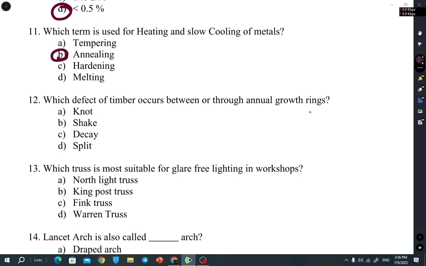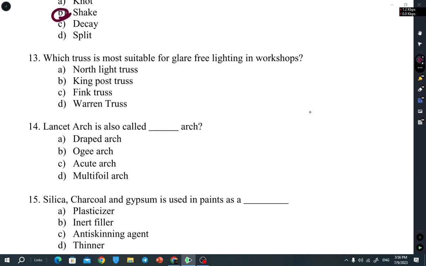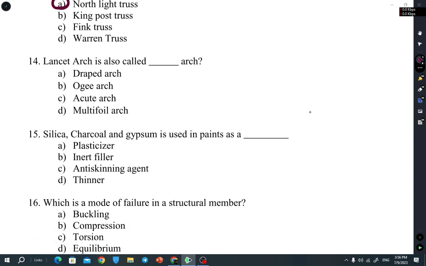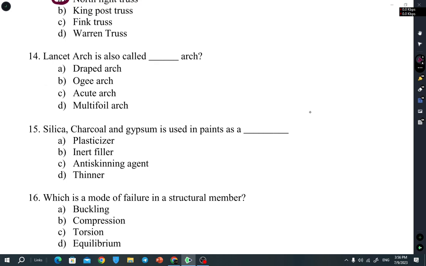Which defect of timber occurs between or through annual growth rings? Shake. Which truss is most suitable for glare-free lighting in workshops? Option A. North light truss. Lancet arc is also called acute arc.